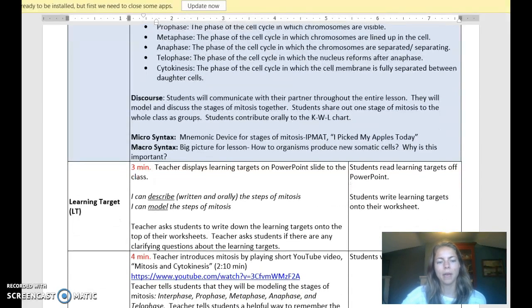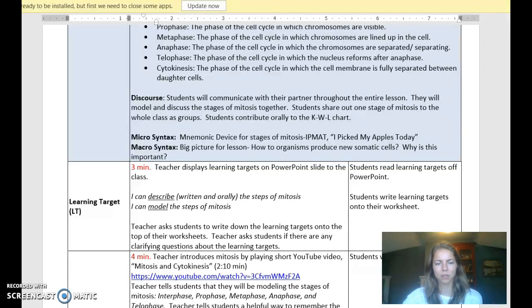And then lastly, we have the syntax. So my microsyntax would be the mnemonic device for the stages of mitosis, and this is actually something that I learned in high school, like IPMAT or IPMAT, just to remember the order in which the stages occur. And then you could also think of it like something with words like I picked my apples today. So I would include something like that so that the students would have an easy way to remember the order in which the steps happen. So I think that's really helpful.